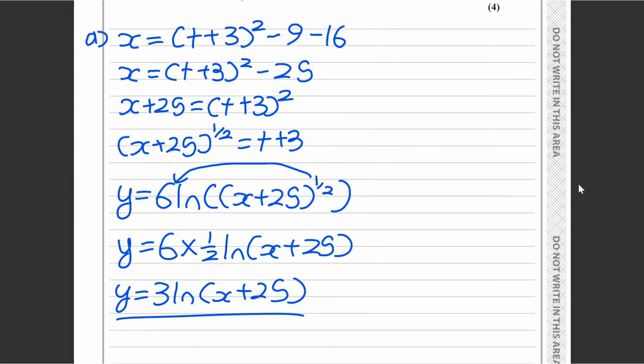To get the 3 marks here, you get 1 mark for getting it into this format here, you get another mark for subbing it into y, and then you get the final mark for getting the final answer.